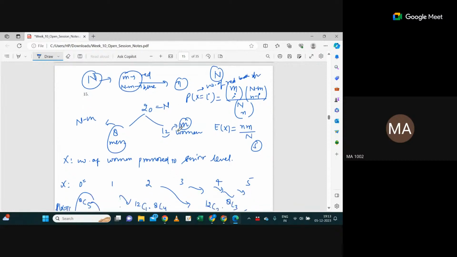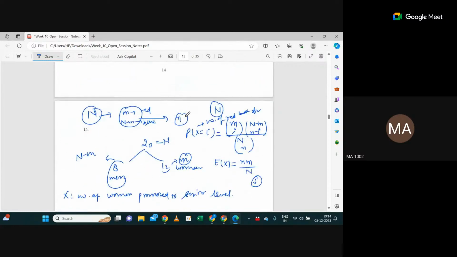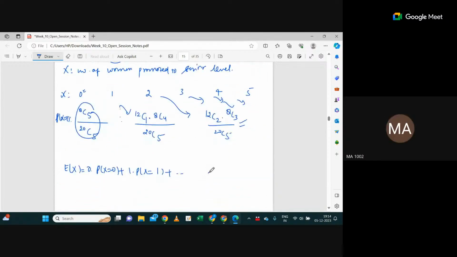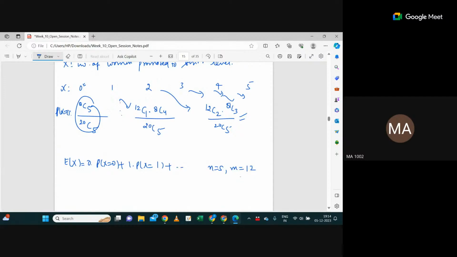So what is the small n in this case? 5. What is the small n? This is the number of samples, the number of balls we are going to draw without replacement, right? 5. Okay, so here small n is 5. What is the small m? Small m is 12.